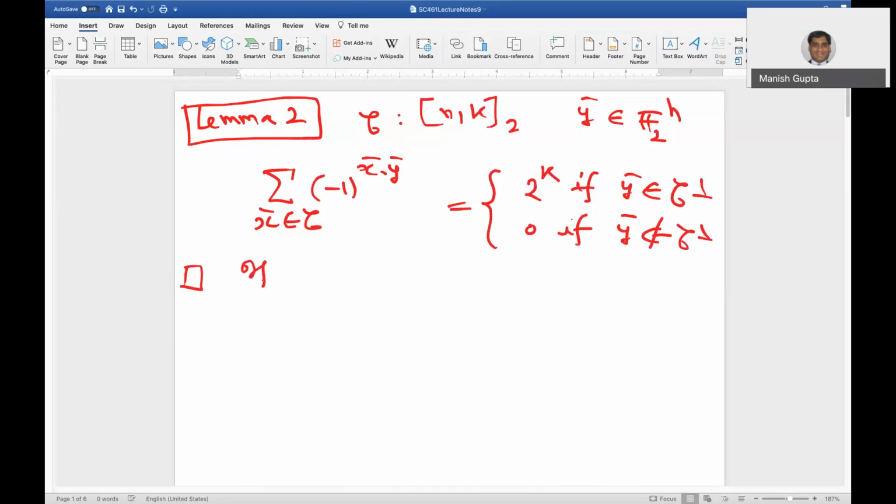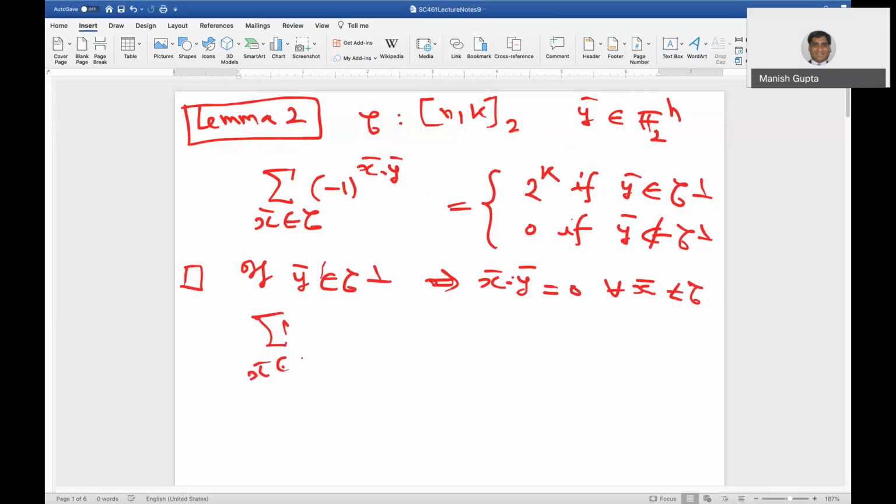If y belongs to C perp, then what will happen? This implies that inner product of x dot y is 0 for every x in C. Okay, and this sum, how many times? The cardinality of C. So in this case, summation x belongs to C of minus 1 raised to power x dot y will be cardinality of C times 1, which is equal to 2 raised to k. Right.